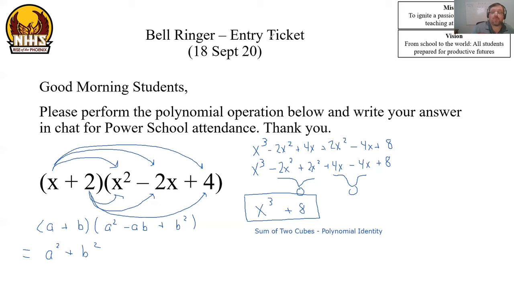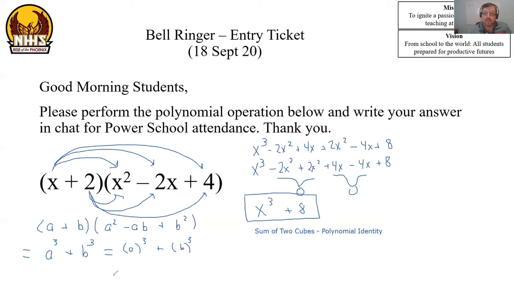And I'm sorry, I wrote the wrong work here. Let me erase. a cubed plus b cubed. Okay, so that's a sum of two cubes. Basically, this is a, all cubed, plus b, all cubed.